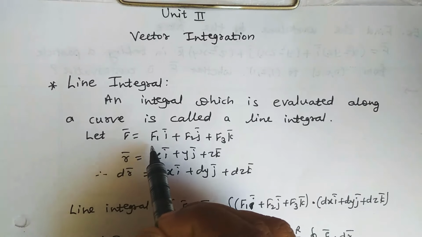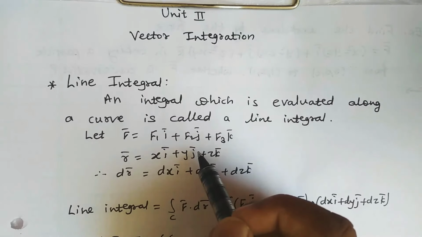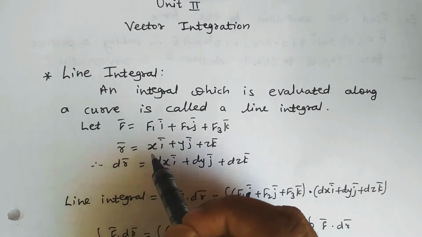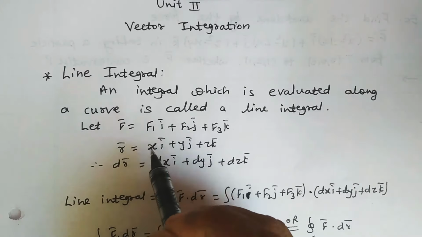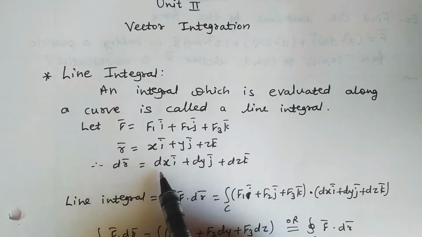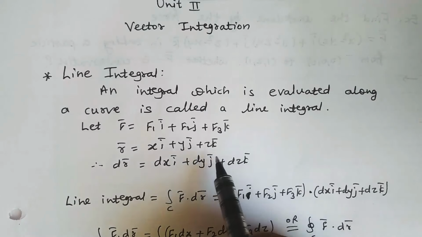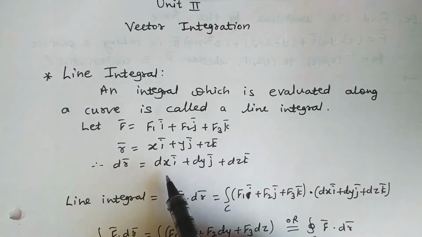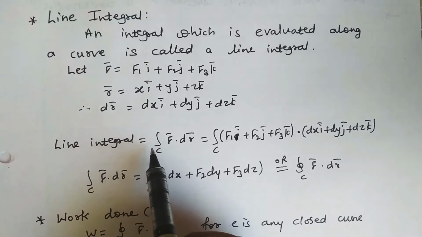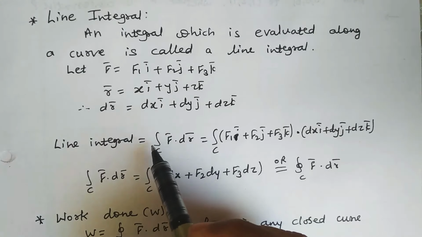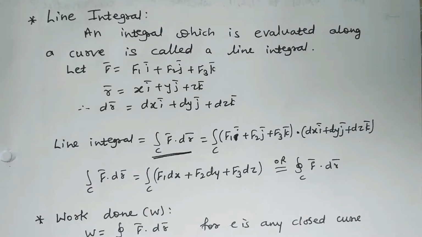Let f bar is equals to f1 i bar plus f2 j bar plus f3 k bar be any vector point function, and r bar is the position vector x i bar plus y j bar plus z k bar. Then value of dr bar, that is equals to dx i bar plus dy j bar plus dz k bar by differentiating this. Then line integral is given by integration over any curve C f bar dot dr bar. This is actual line integral.